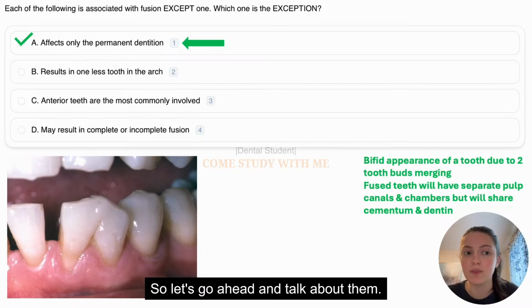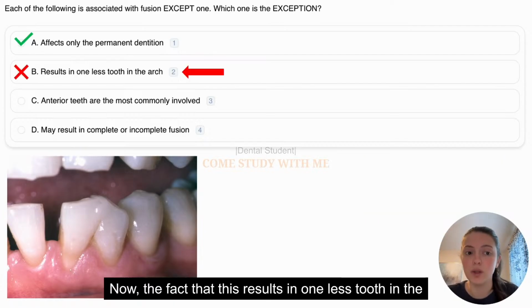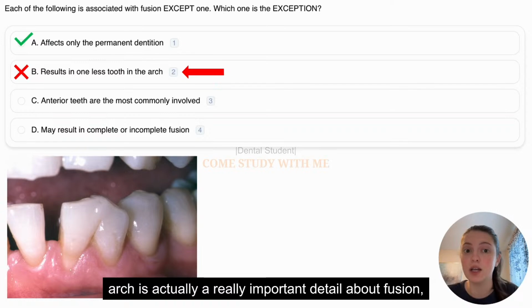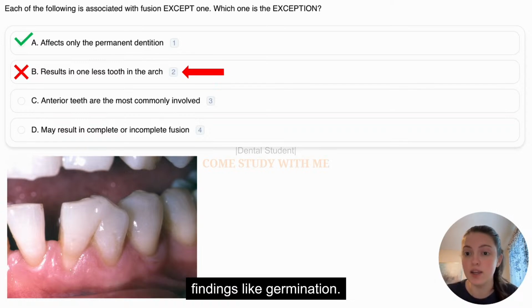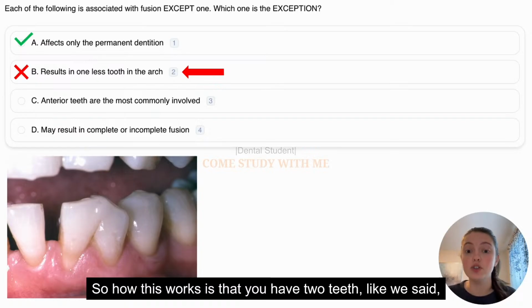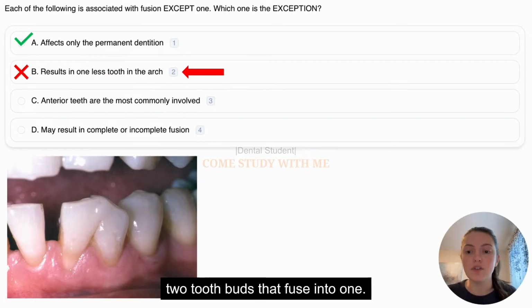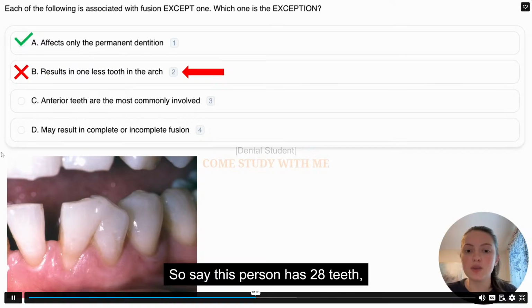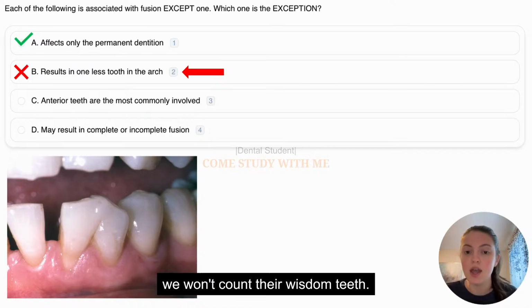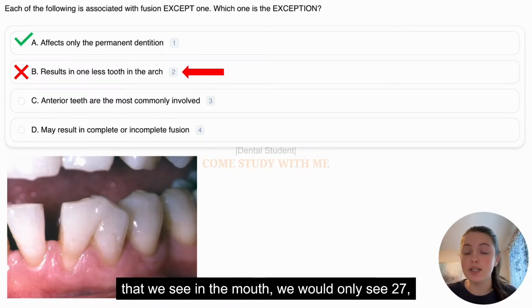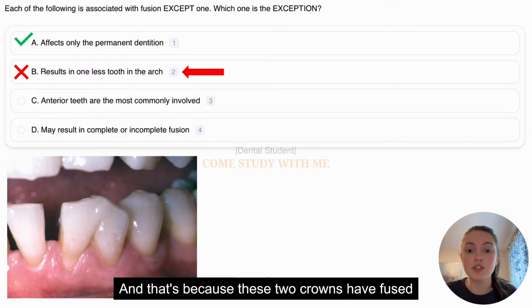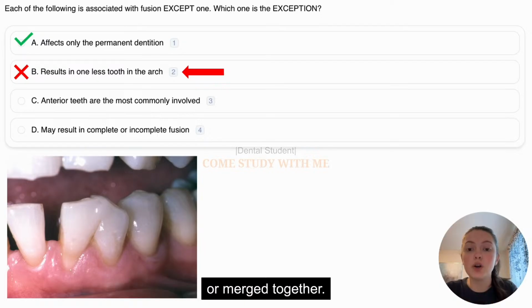So let's go ahead and talk about them. Now, the fact that this results in one less tooth in the arch is actually a really important detail about fusion, and it allows us to distinguish it from other similar findings like gemination. So how this works is that you have two teeth, like we said, two tooth buds that fuse into one. So say this person has 28 teeth, we won't count their wisdom teeth. If we go to count the individual teeth that we see in the mouth, we would only see 27. We wouldn't see 28, and that's because these two crowns have fused or merged together.